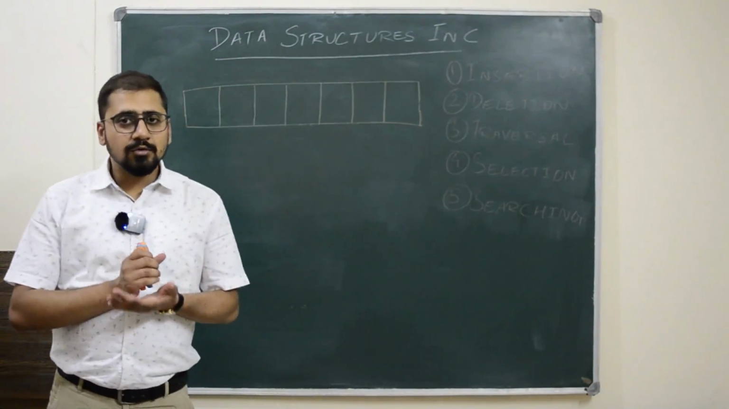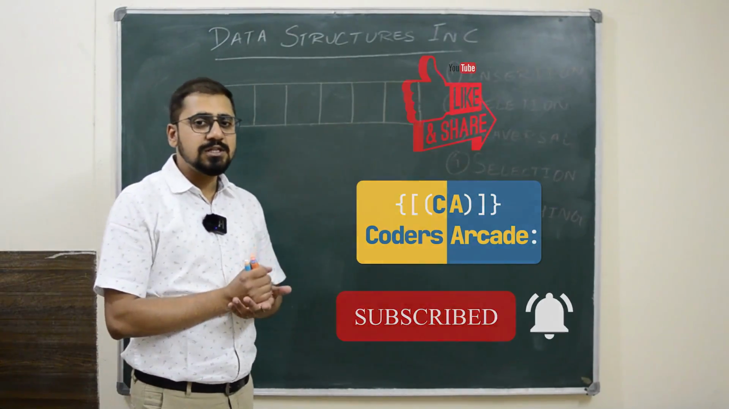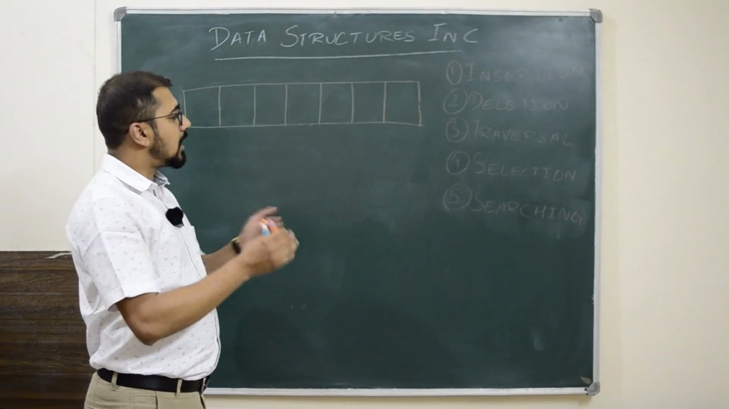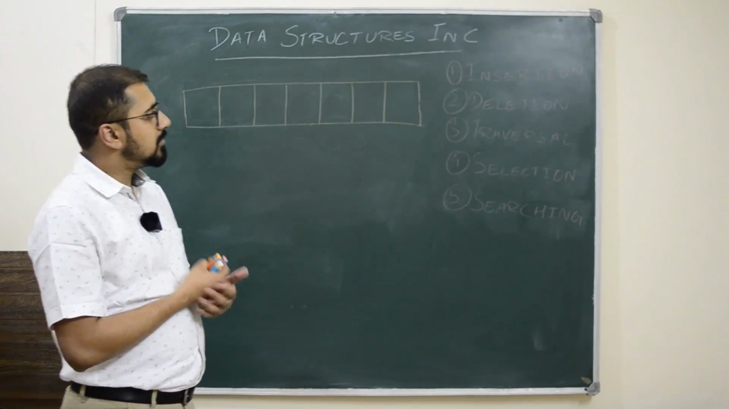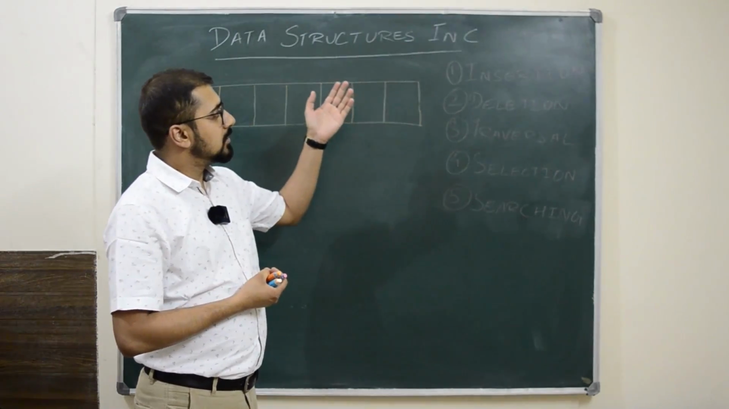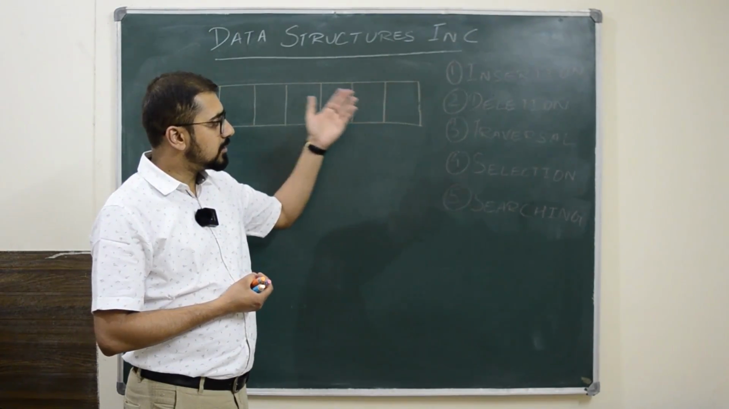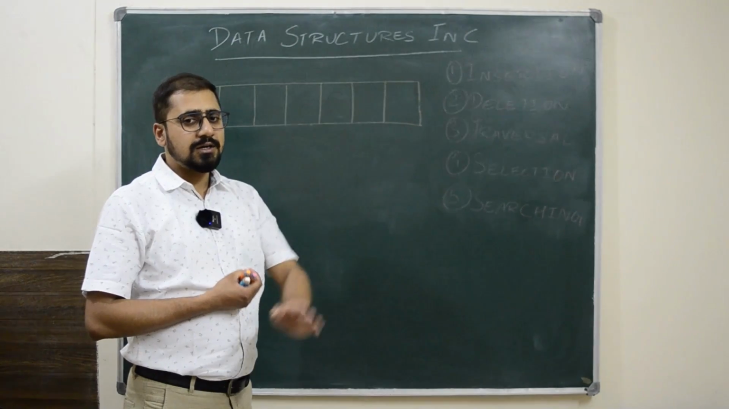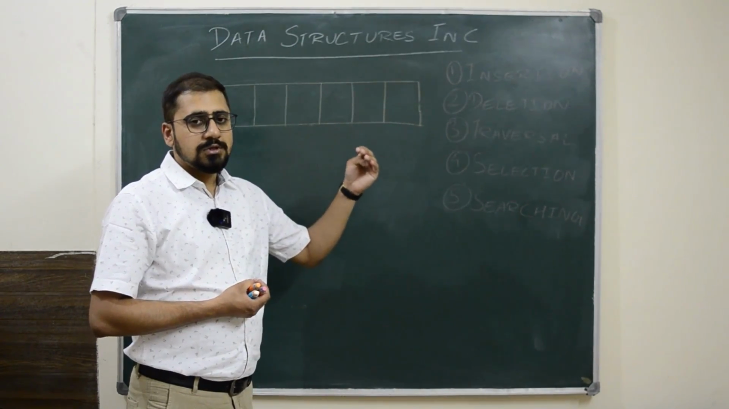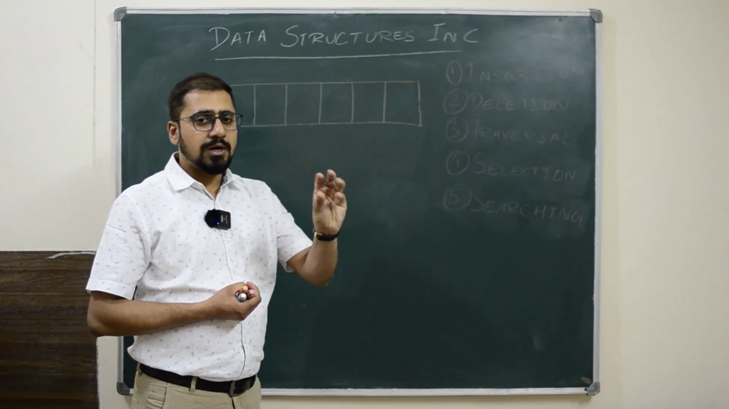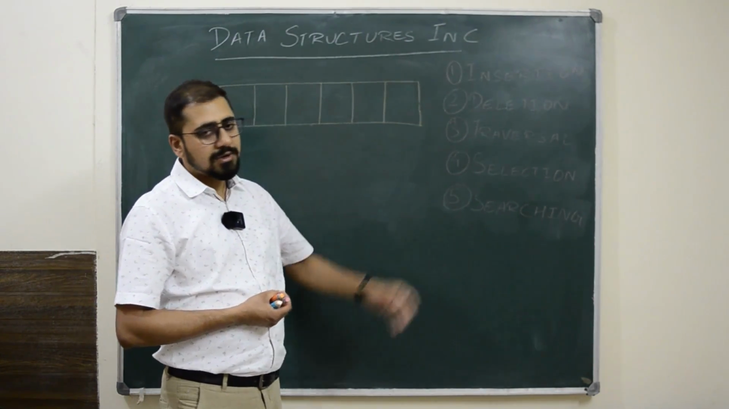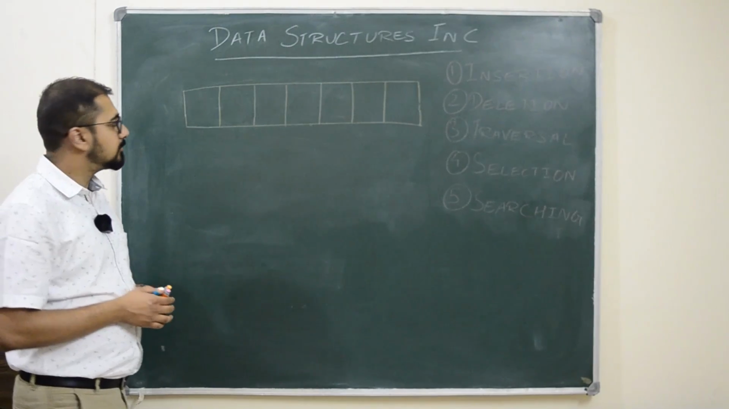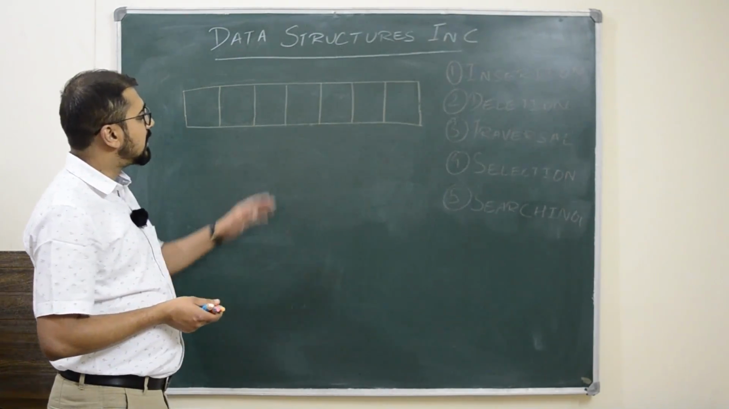So hello everyone, today we are going to start with data structures and we will see how to implement them in C language. At first we will start with an array and try to implement different operations like inserting a new value, deleting a value, the traversal or printing every element, the entire data of the array. Then number 4, selecting any value at a specified index, and the last one is searching for any value in the array.